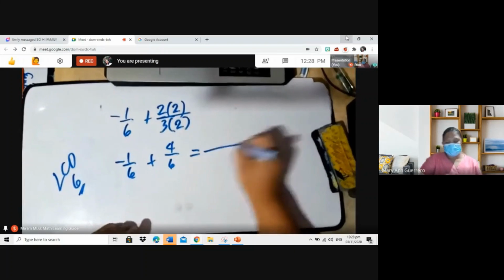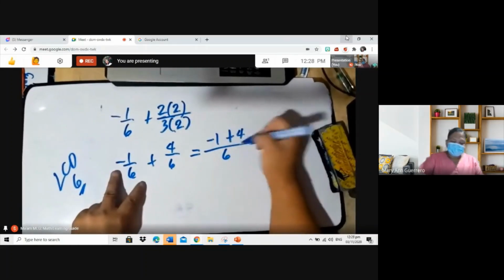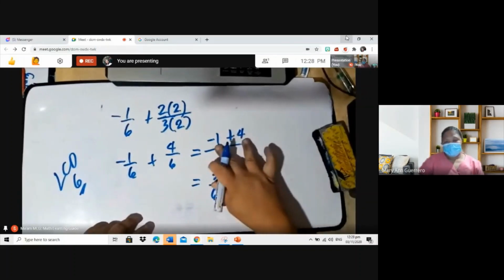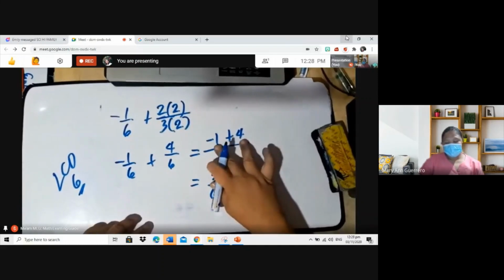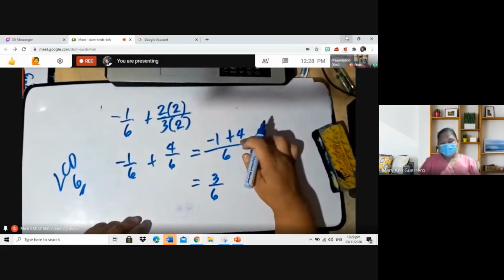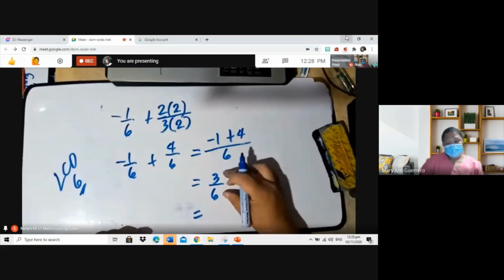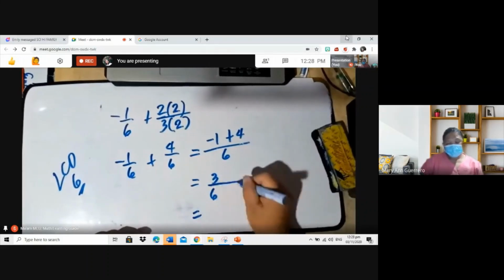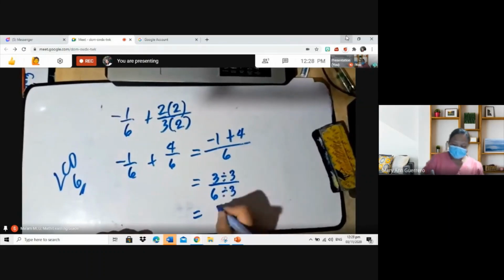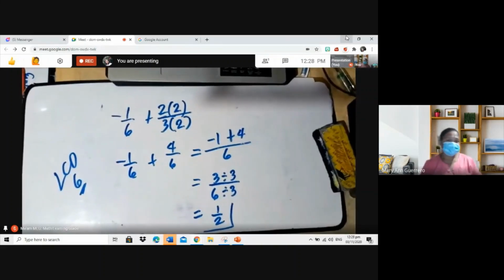Okay, let us now copy the common denominator, then add the numerators. So that is 3 over 6. Different signs. When we add, subtract, 4 minus 1 is 3. Get the sign of the number with bigger absolute value, positive. So, this is not yet the final answer. If you will notice, they are both divisible by 3. So, that is 1/2. So, that is the final answer.